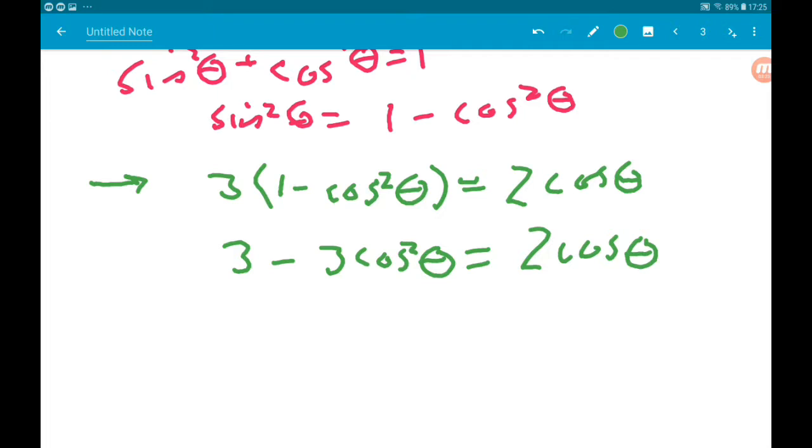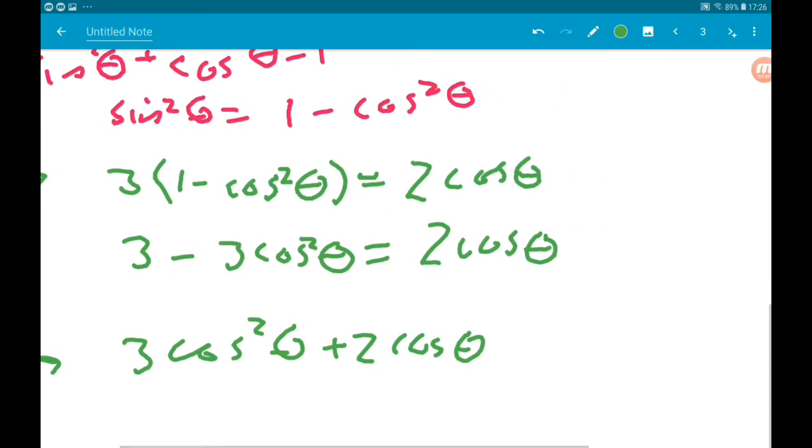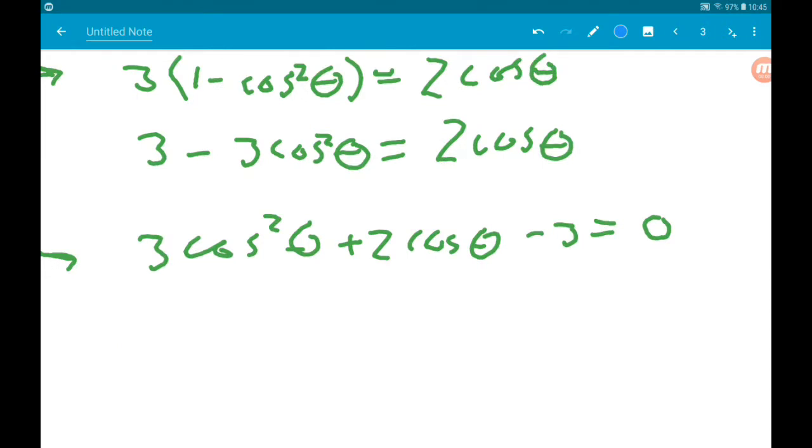So, I'm going to add 3 cos squared theta and subtract 3, and from that we can get that 3 cos squared add 2 cos theta minus 3 is equal to 0. Okay, so after some failed attempts and a bit of swearing, it turns out we can't factorize this. So we're going to use the formula instead.